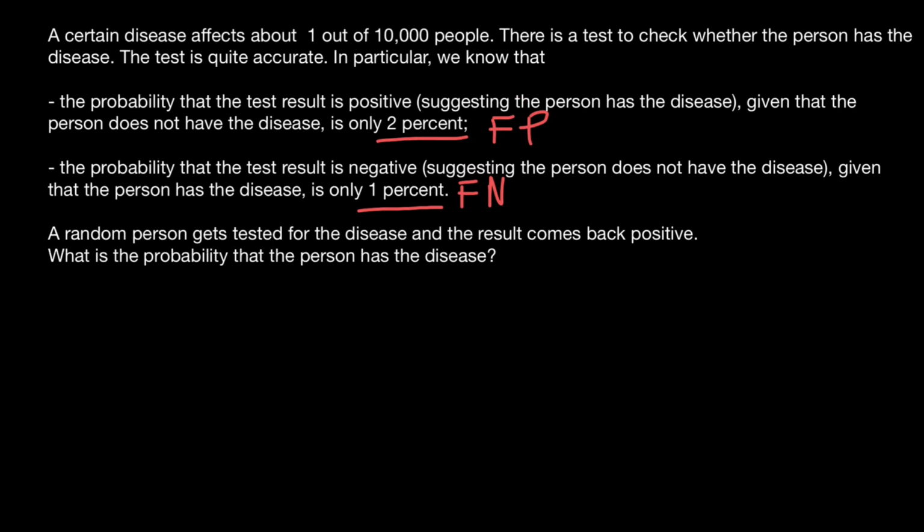Our first step, in this type of problem, would be to start with a very large population. For example, 1 million people. And in this population, we are told that 1 out of 10,000 people has the disease. So let's split this population into two groups.